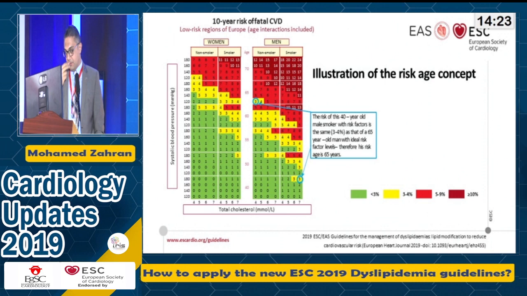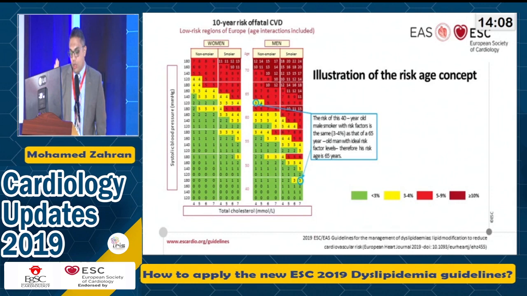And here we get to illustrate the risk age concept. If you are a 40-year-old gentleman and you are a smoker and your risk factors are the same, you'll be down there at the 3%, compared to the non-smoker 65-year-old gentleman with lower blood cholesterol. So the total cholesterol, if elevated, and you are a smoker, puts your percent at a 3%, equivalent to the same gentleman at 65 years of age with controlled blood cholesterol and non-smoker. And this is what we call the risk age concept.